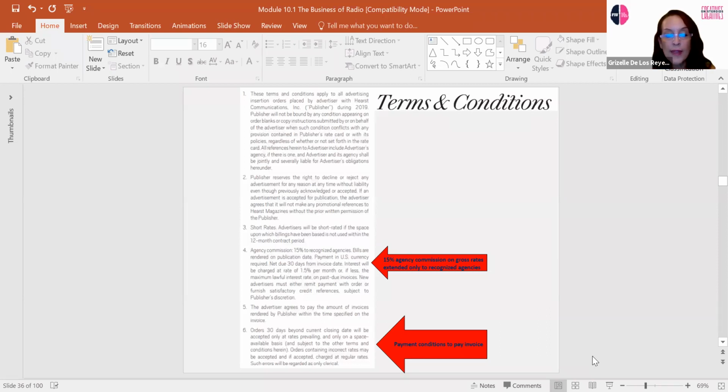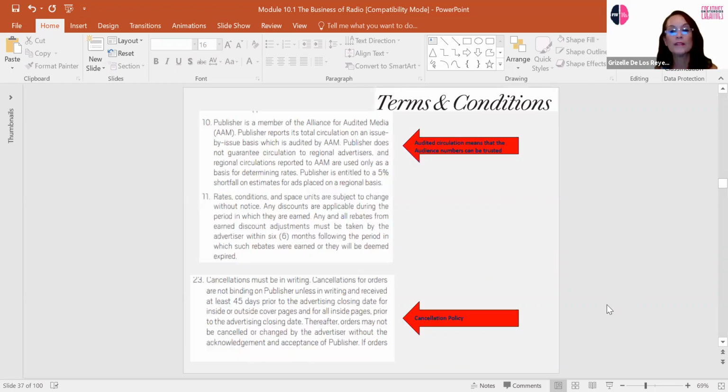And then the other thing that I'm pointing out here in number 6 is payment conditions to pay the invoice. For example, it says here, orders 30 days beyond current closing day will be accepted, et cetera. So again, if you're negotiating this, and this is more for the finance department at the station or at the agency, this is what media is telling you about the way they expect to be paid for the contracts.